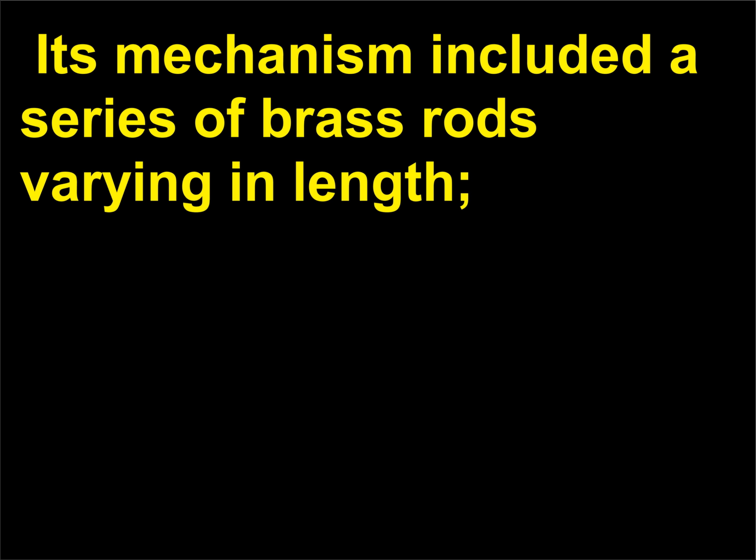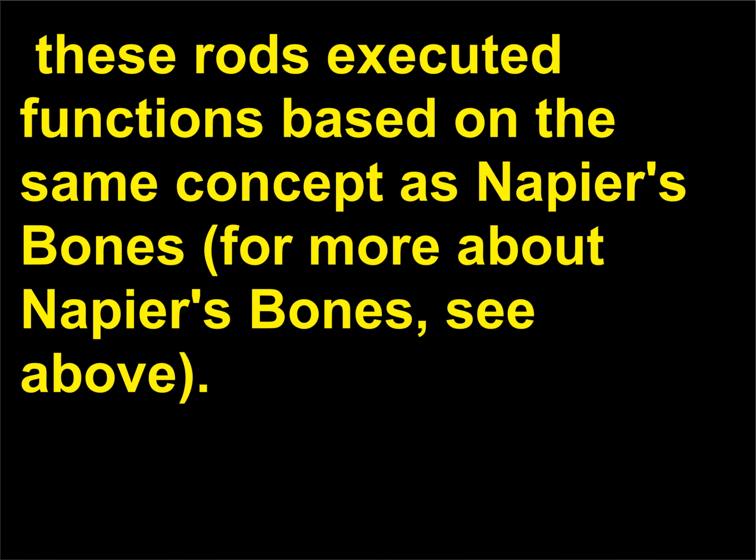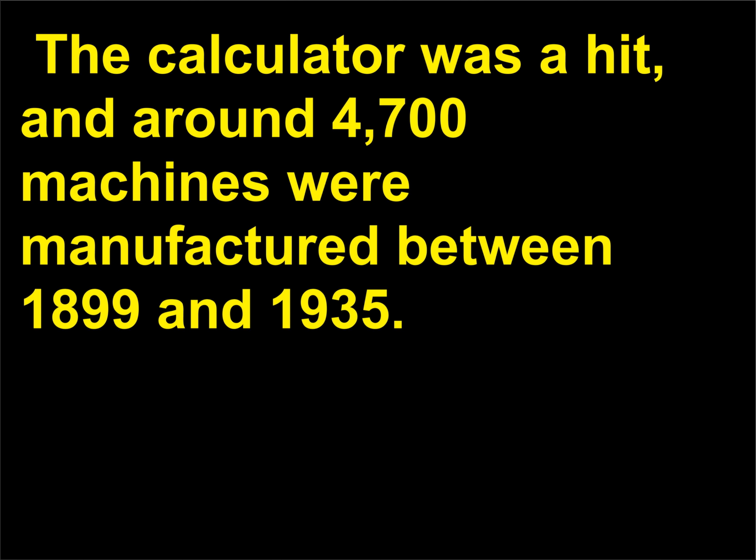Its mechanism included a series of brass rods varying in length. These rods executed functions based on the same concept as Napier's bones. For more about Napier's bones, see above. The calculator was a hit, and around 4,700 machines were manufactured between 1899 and 1935.